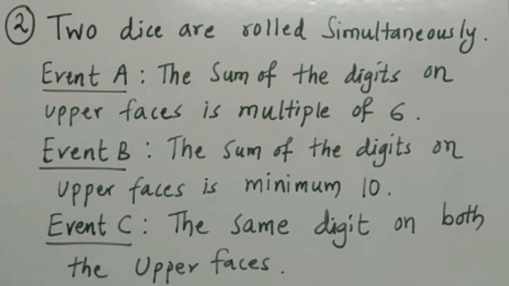Second example. Two dice are rolled simultaneously. Event A, the sum of the digits on the uppermost faces is a multiple of 6. Event B, the sum of the digits on the upper faces is minimum 10. And event C, the same digits on both the upper faces.